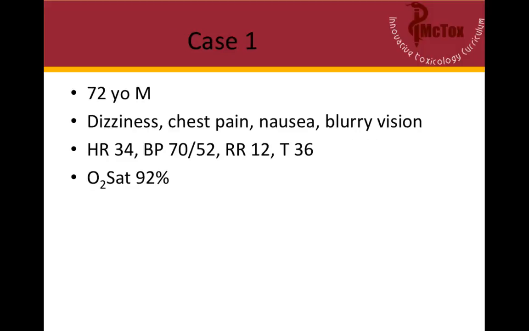Let's go through a few cases. The first case is a 72-year-old man presenting with dizziness, chest pain, nausea, and blurry vision. His heart rate was 34 beats per minute, blood pressure 70/52, respiratory rate 12, temperature 36 degrees Celsius, and an oxygen saturation of 92% on room air.